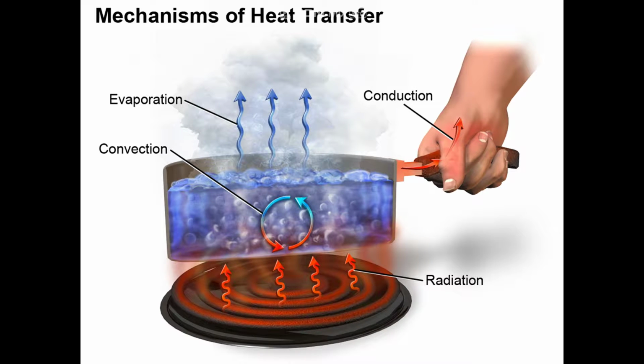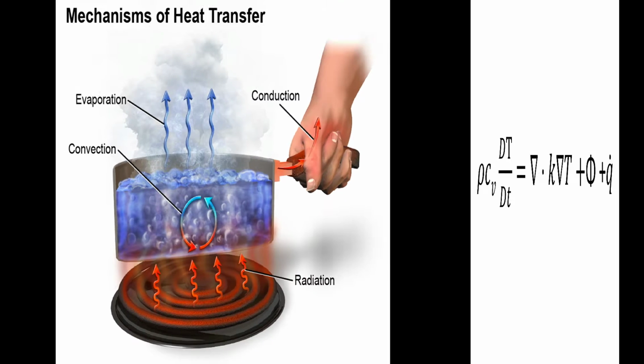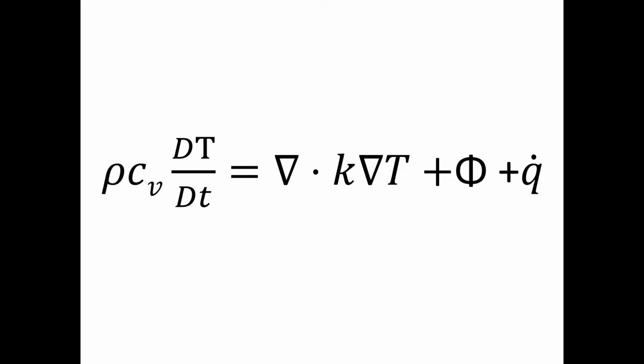There are three types of heat transfer: radiation, convection, and conduction. We all know that heat moves from a warm object to a cool object. This is why you can feel so cold after a shower. This is the governing equation for heat transfer, but we don't need to get into the details of it right now.